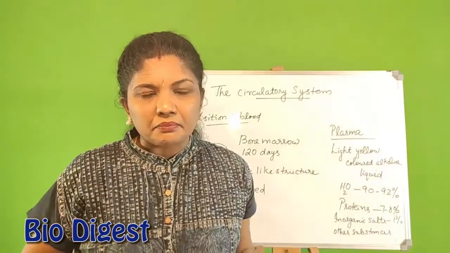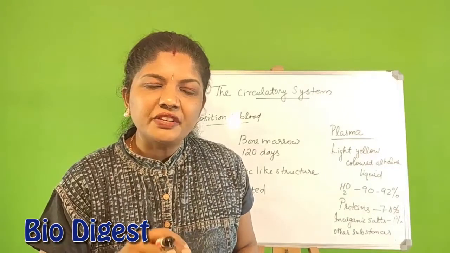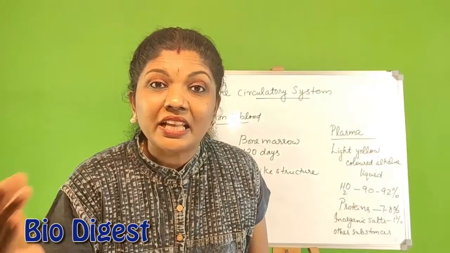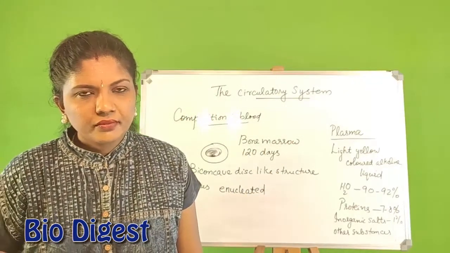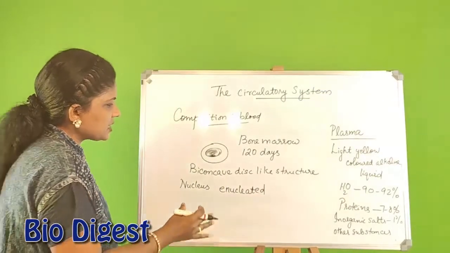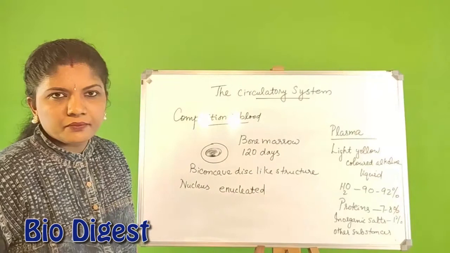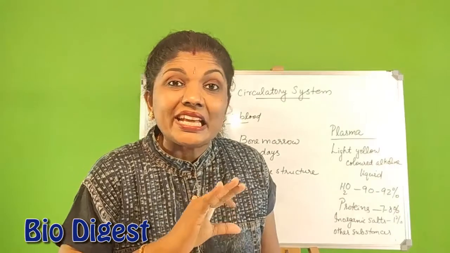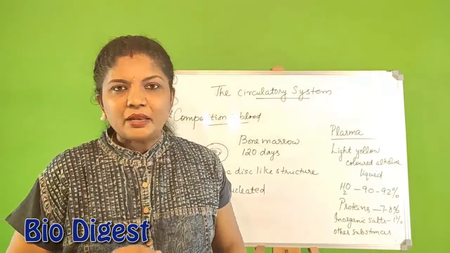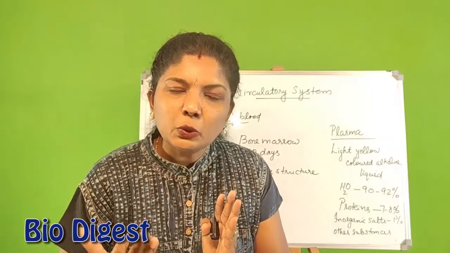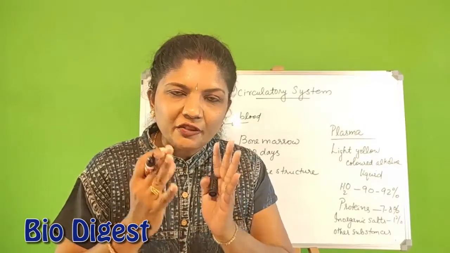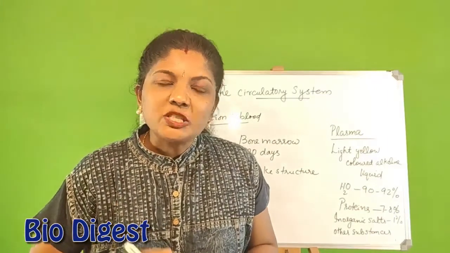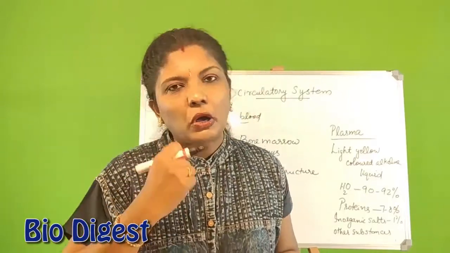So, a question can come. What is the benefit of RBCs not having the nucleus? When the nucleus is absent, when the RBCs mature, what is actually happening? The surface area will be increased. That means when the RBCs become enucleated, when they mature, the surface area of the RBCs is getting increased. Thereby, it will be able to absorb more oxygen.